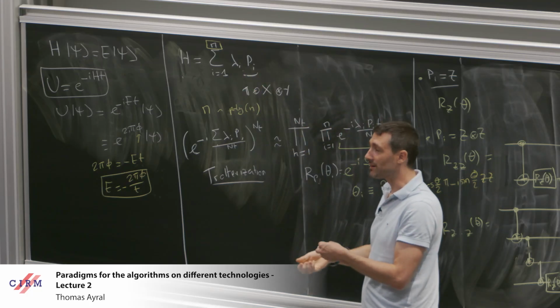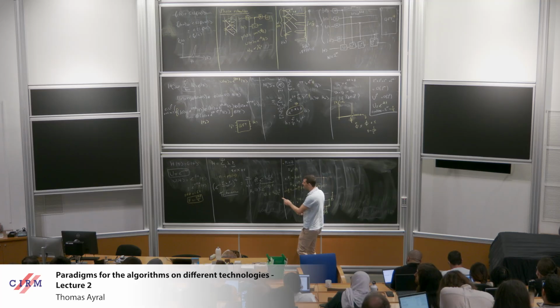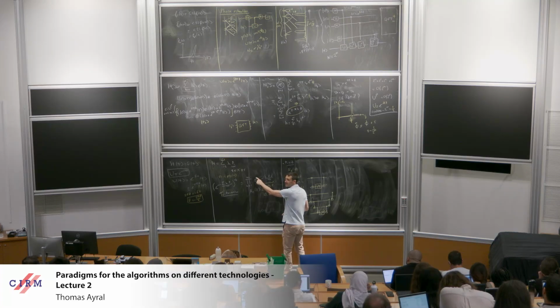And this is something that will be a problem because, as you can see here, there's a product over m, so that your number of gates is proportional to m. So if m is too large, then you're dead.